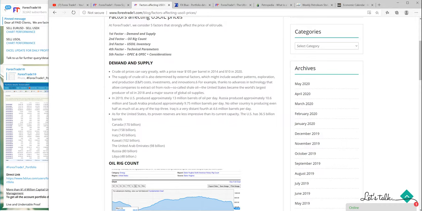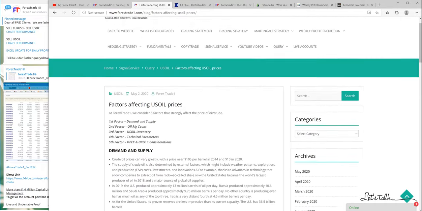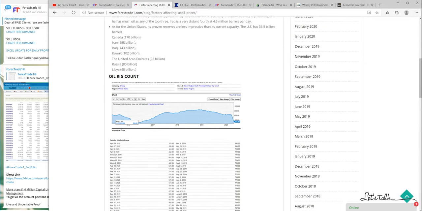Like now, COVID-19 is the major issue because of which the US oil demand has gone to the bottom. It's a lifetime low, it even went to 0.1, and on some exchanges it went even to minus $37. So this is the first factor, demand and supply.